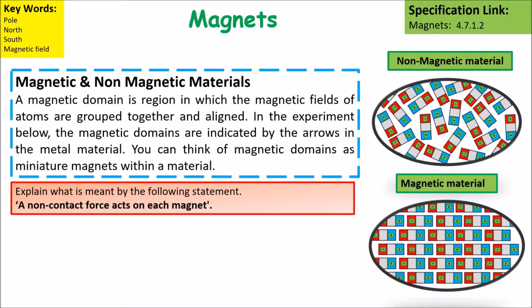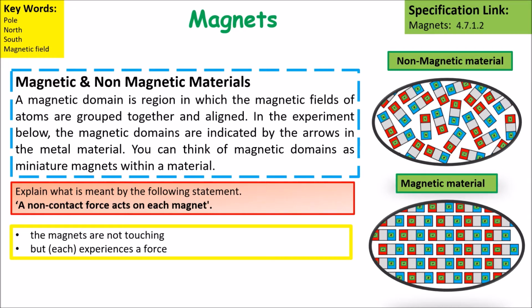So if we're explaining this statement, a magnet or a magnetic field is a non-contact force. This is correct because the magnets are not touching, however they still experience forces that are exerted from other magnets.